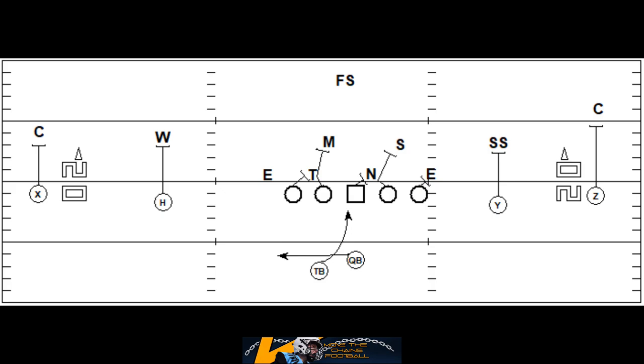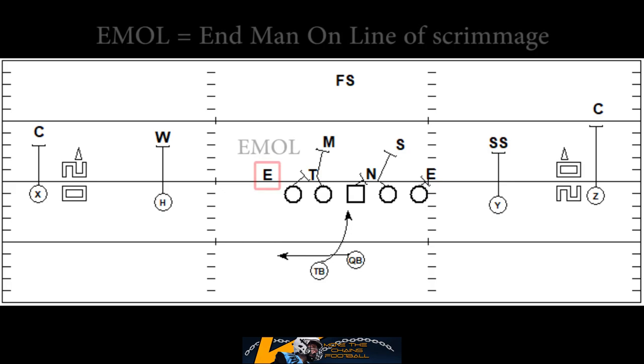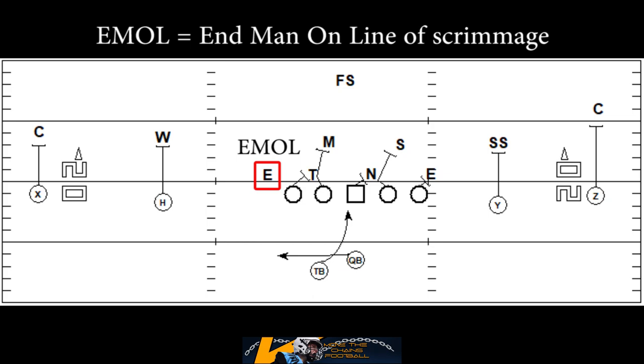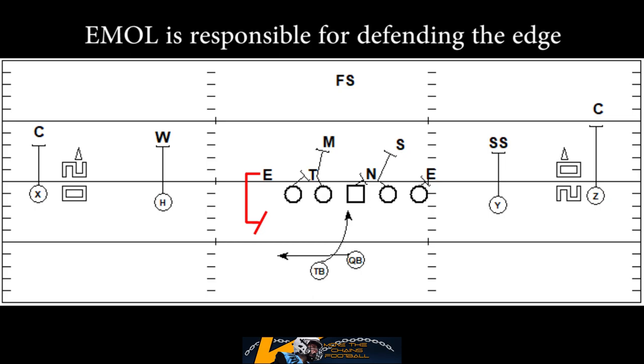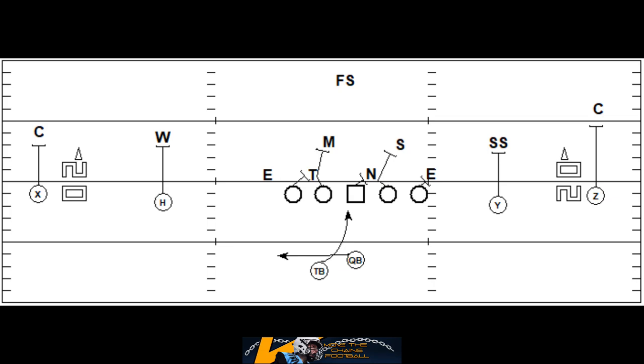The most basic read option plays involve first level reads. Usually, the quarterback will read the end man on the line of scrimmage. This is usually a defensive end or an outside linebacker, otherwise known as the read man. The read man is often responsible for outside contain, meaning he is meant to stop the ball from getting outside of the box.